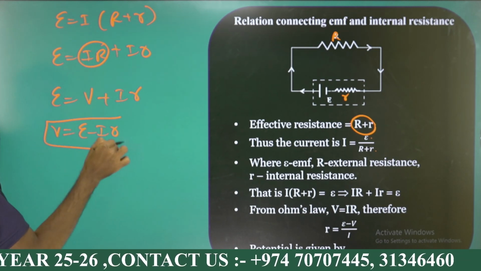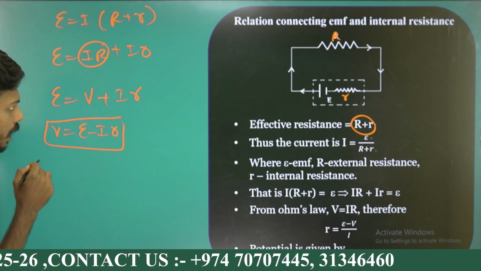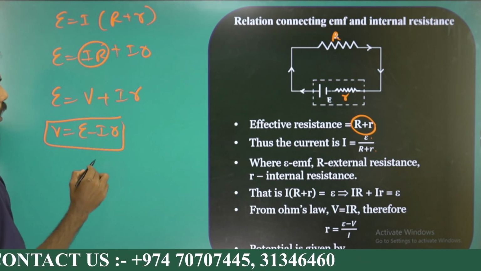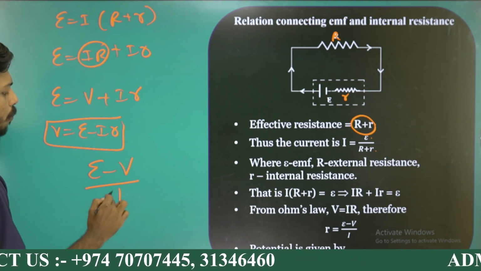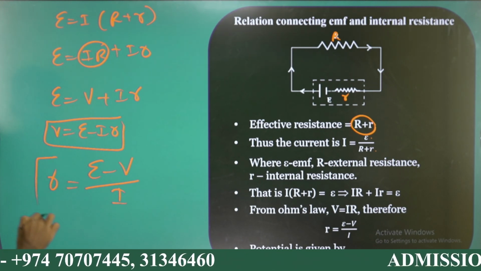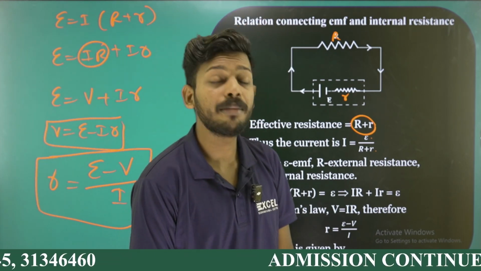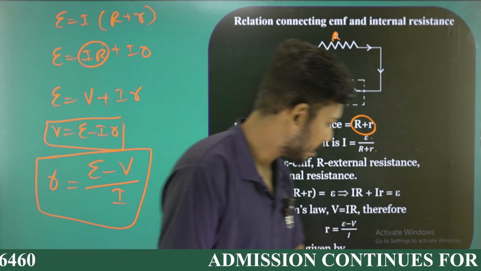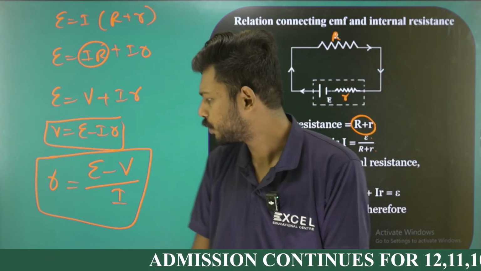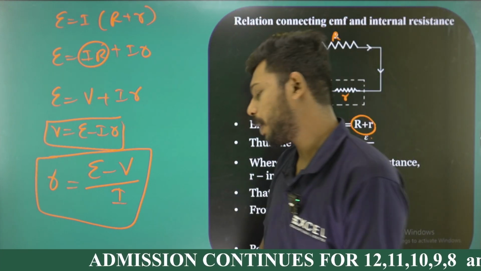It is one identity. Or we can go for the internal resistance. What is the value for internal resistance? Internal resistance will be (E minus V) by I is equal to R, the internal resistance. So these are the equations you have to remember in the topic relating EMF and internal resistance. It's quite an important topic, so just remember these equations, okay?